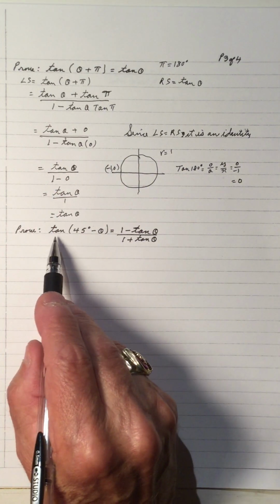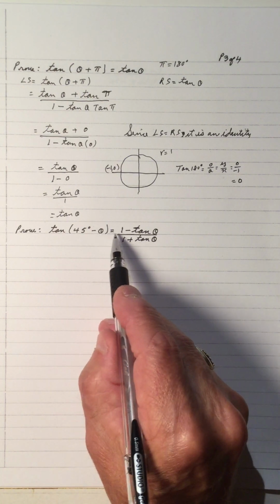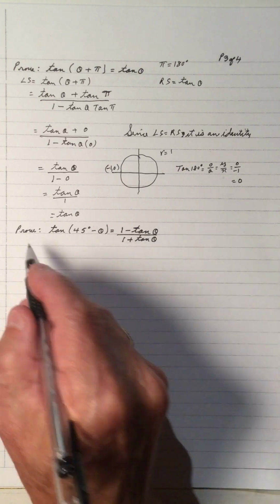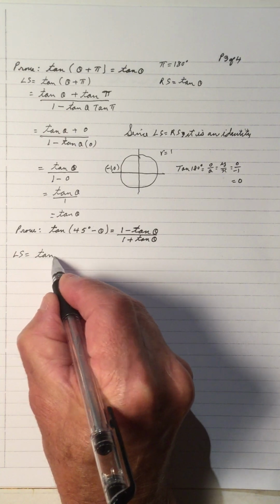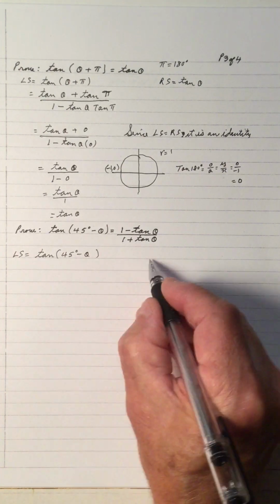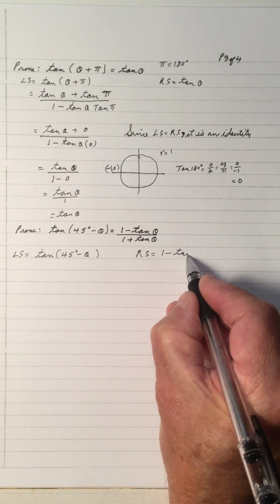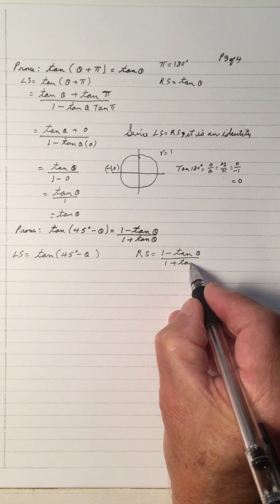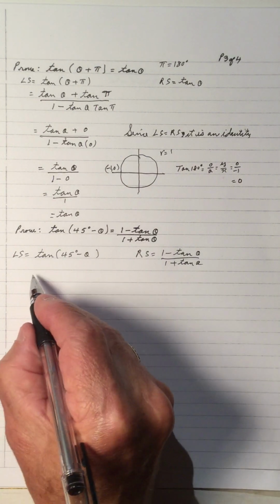Now let's prove the next one. The tan of 45 minus theta equals 1 minus tan theta over 1 plus tan theta. Again, we have a left side, which is tan 45 minus theta. We got a right side, 1 minus tan theta over 1 plus tan theta. Okay, this looks like we can expand. This is the addition formula.